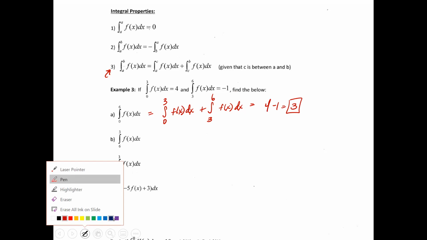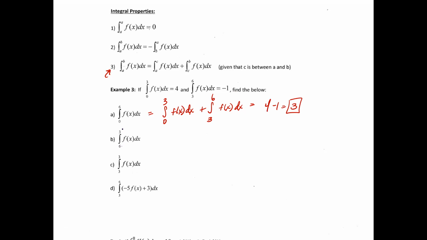Okay, so for B, if you look at this, it is going from 6 to 3. So it pretty much flipped, because originally your upper bound is supposed to be on top, and then you moved that upper bound down to the bottom. So if I were to flip this, so I have 3 to 6 like this, I do need to include that negative in front of it, f of x dx, which is going to be, from 3 to 6, a -1, but don't forget your extra negative, which is going to give you a +1.